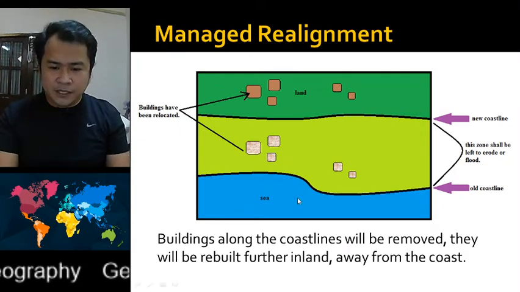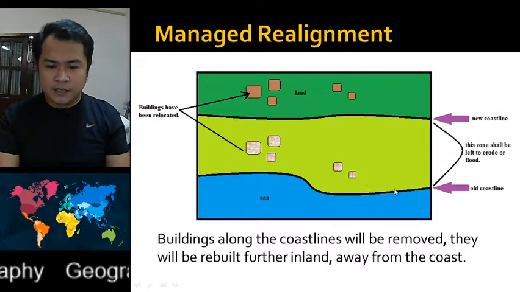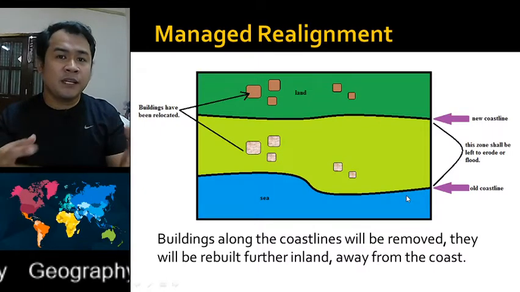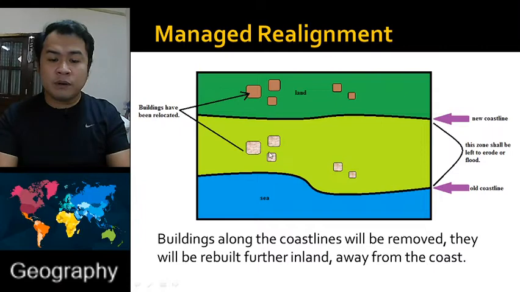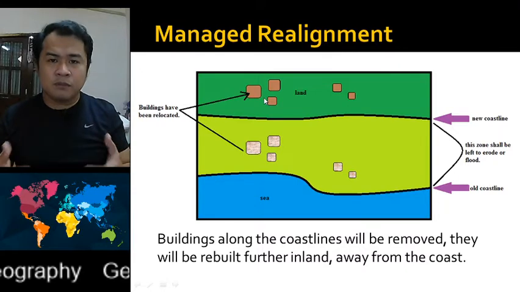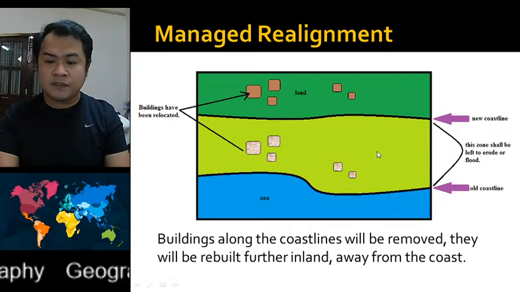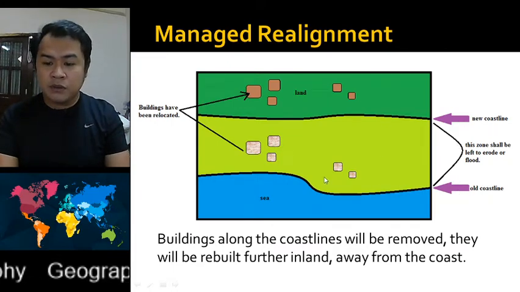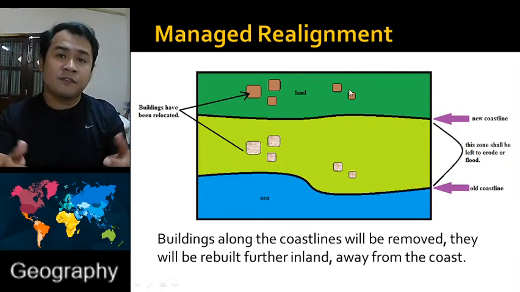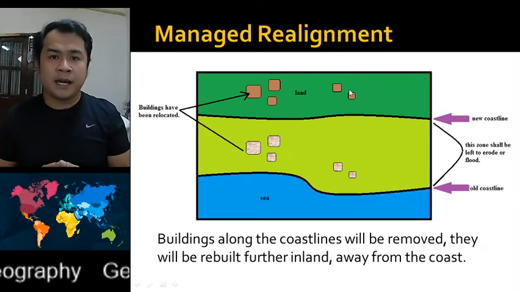So say for example, in this photo, we have here these buildings, okay, and this was the old coastline. Because the coastline is retreating and being eroded, what they do is remove all of this and relocate them inwards, move them farther away. So this is the old coastline. This zone is often eroded and flooded. So they move these establishments, properties, homes, and other things farther away from the coastline. So that is managed realignment.